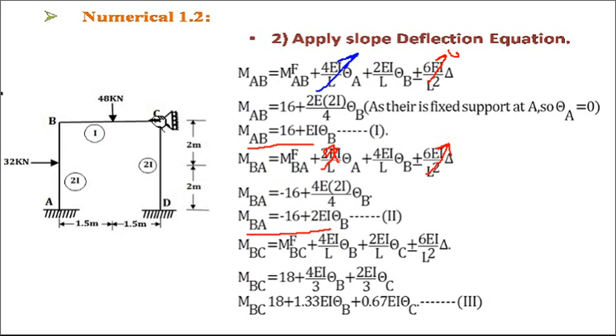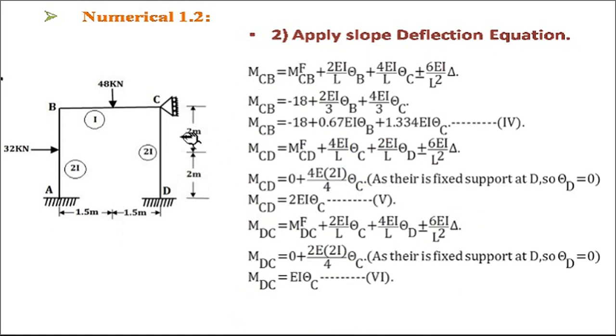Then we apply it for member BC. Here the value of delta will be equal to 0 because no sinking of support is given. Putting the value of fixed moment and the length of member BC, that is 3, we get the equation of moment for member BC. Then we apply the slope and deflection equation for member CB. Here the value of delta is 0. Putting the value of length and fixed moment in member CB, we get the equation for moment for member CB.